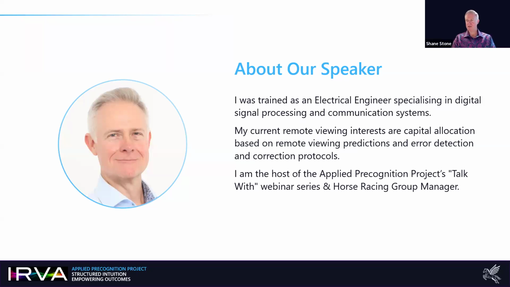My current remote viewing interests are capital allocation based on remote viewing predictions. So what that basically means is how you allocate your money to either place bets or trades on the market, and error detection and correction protocols. So some of you who have been around a while may be aware that remote viewing isn't 100% foolproof. So my area of interest there is in looking at ways we can improve that accuracy using some of what I learned in the digital signal processing realm.